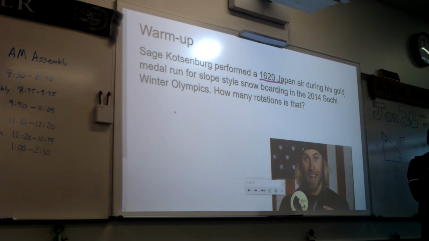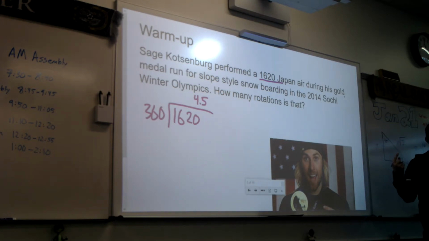How many is that? Let's take 1620 and divide it by 360. And it is, what was that, Braylon? What does that mean? He did 4 complete spins and then a half spin. So I was right, 4 or 5. It's 4 and a half. Okay, that is nuts. He was flying and he does 4 and a half.